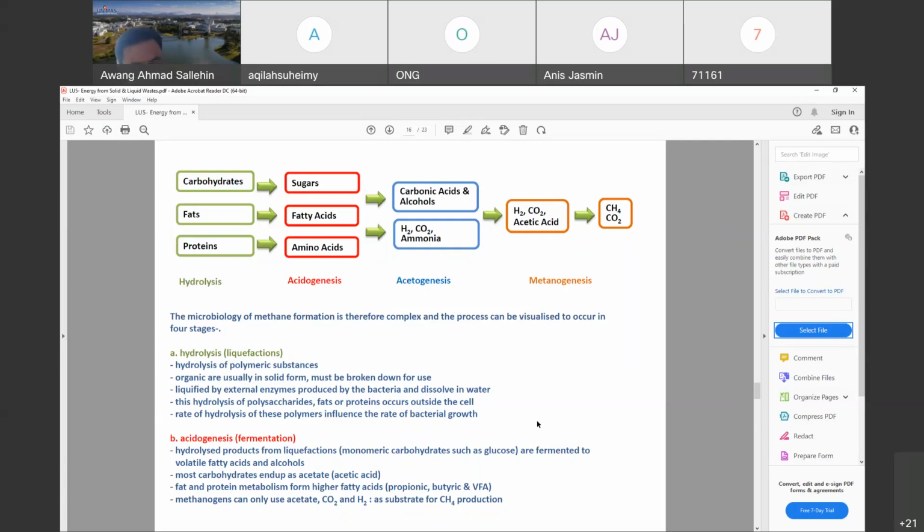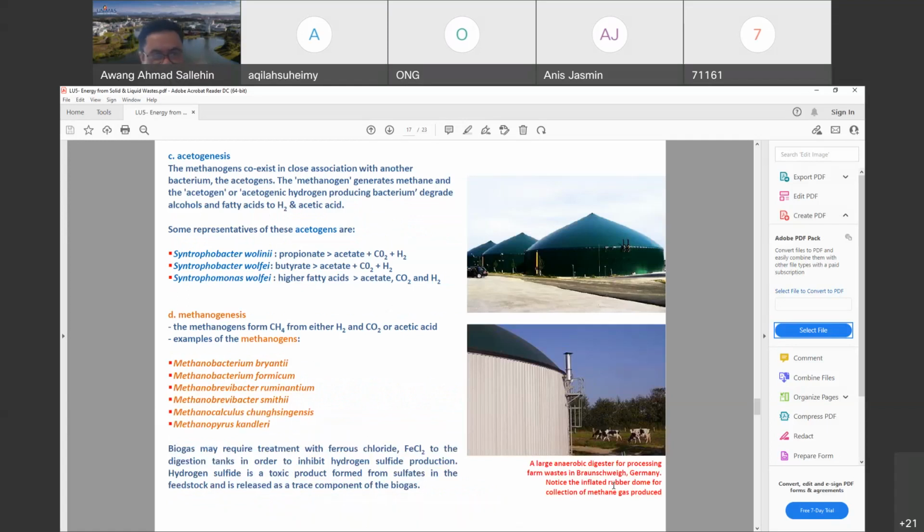And then methanogens as well at this stage, through the acidogenesis process, produce acetate, carbon dioxide, as well as hydrogen. So the acetate, carbon dioxide, and hydrogen are the important substrates for methane production. And then it goes to the process of acetogenesis. The products produced and coexisting will come into association with another type of bacteria, the acetogens. The methanogens generate the methane, and the acetogenic hydrogen-producing bacteria help to further degrade the alcohol and fatty acid to generate hydrogen as well as acetic acid.